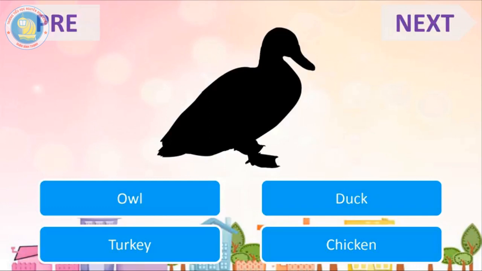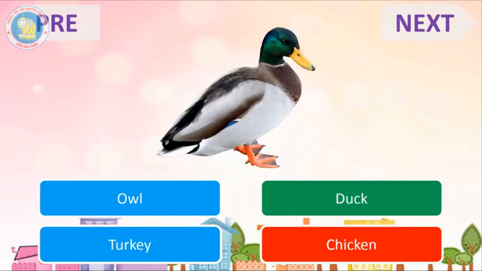Okay, what's this? Is this a chicken? Chicken. No, it isn't. Is this a duck? Duck. That's right. Okay, everyone, you repeat. It's a duck. It's a duck. Well done.